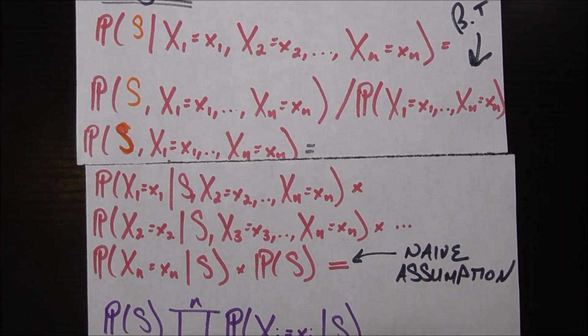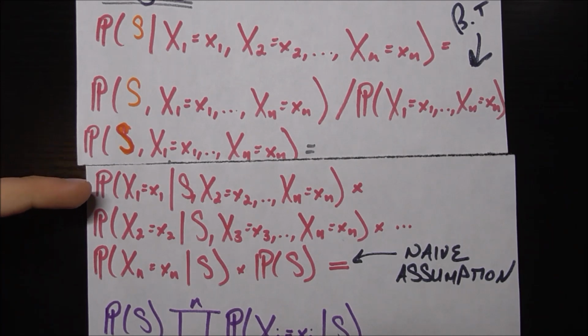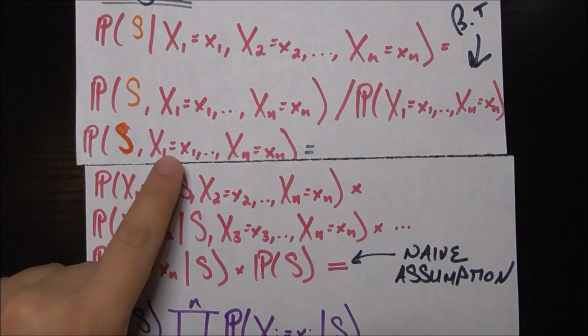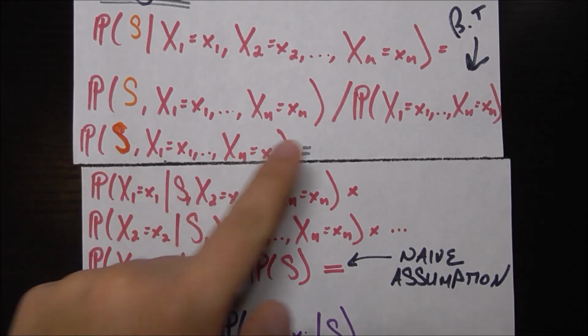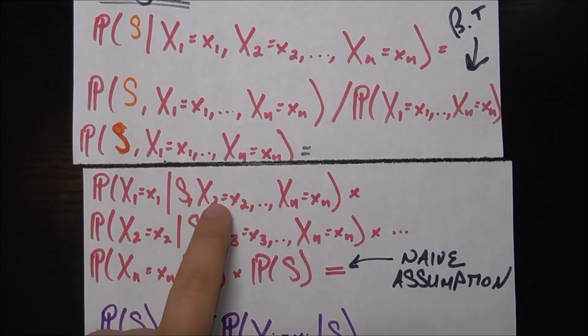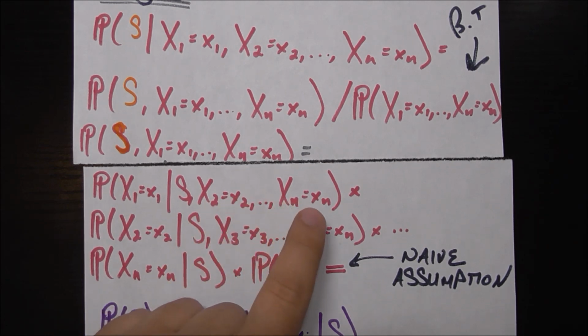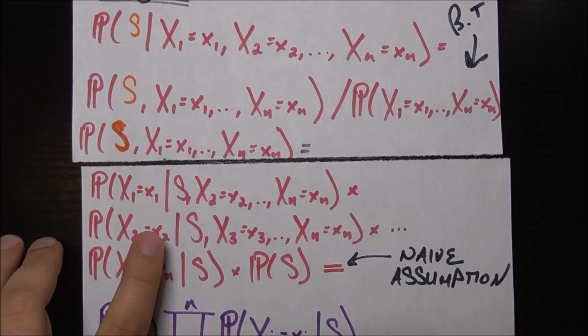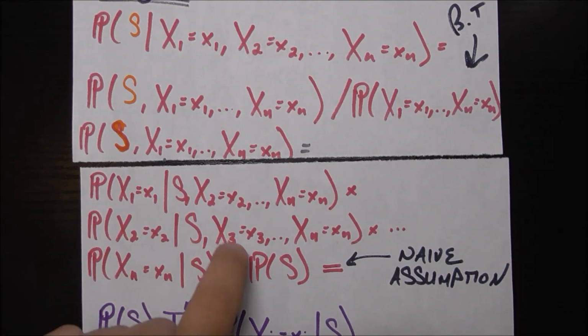This numerator is just equal to, and this is a pretty big term, so I'm going to say x1 is equal to little x1. So I'm taking this conditioned on all the other stuff inside here. So x2 is equal to little x2, all the way to xn is equal to little xn, times, now I take the x2 is equal to little x2, I keep the s, I start with x3 and so on.